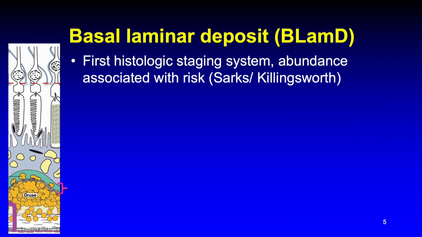So basal laminar deposit, or BLamD, is the subject of this tutorial, and this represented the first histologic staging system for AMD, with its abundance associated with increased risk for progression in the seminal work by the Sarks-Killingsworth group. It's now visible in OCT.